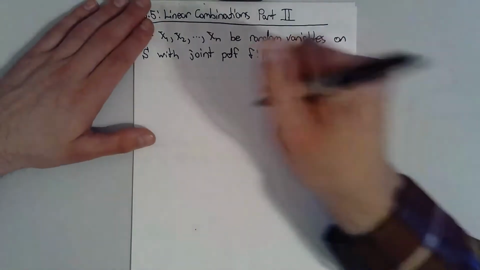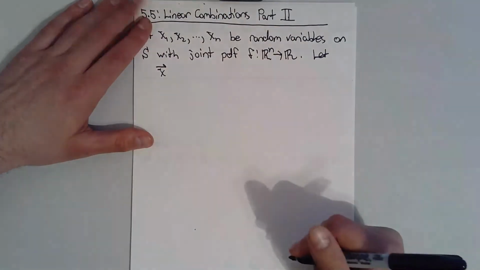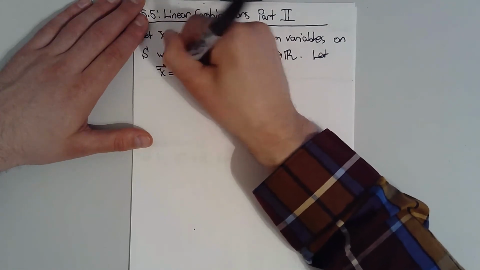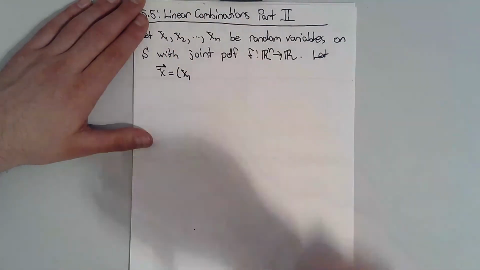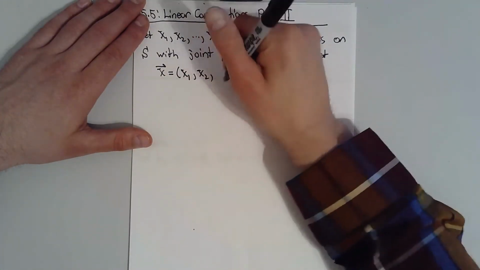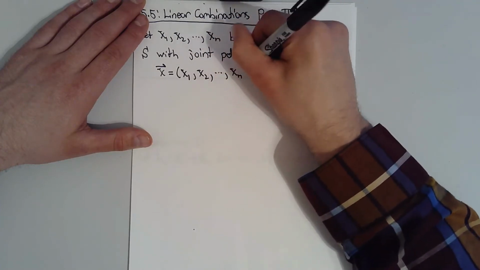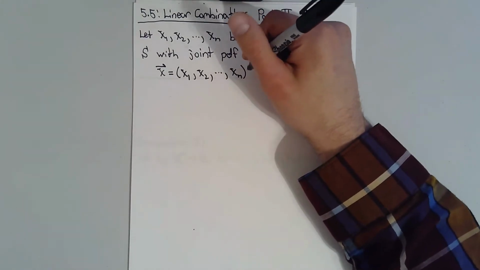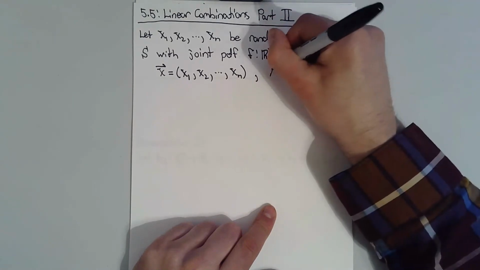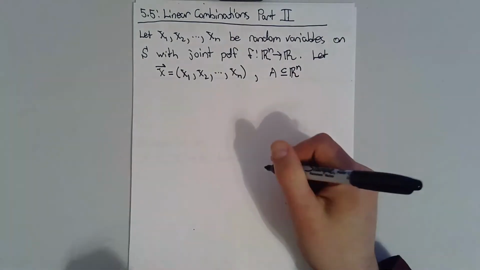So for notation, let capital X with a vector sign over it denote a random vector where the first component, x1, is the random variable of the first component, x sub 2 is the random variable of the second component, and x sub n is the random variable of the last component. And also consider a region A that sits inside of Rn.